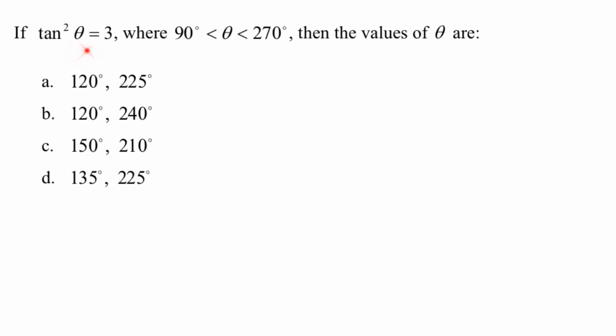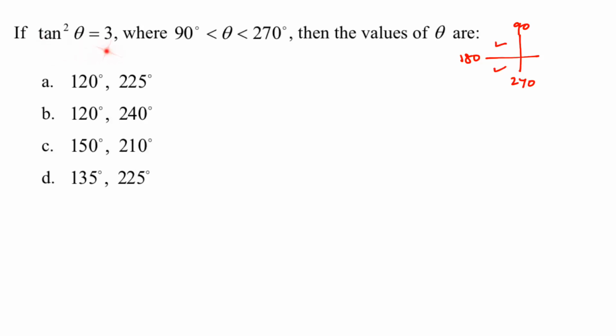This is one more trigonometric question. Now it's in the range between 90 to 270. It means it's in the second and the third quadrant. This is 90 and this is 270 and 180. You have to find the values of theta. Tan square theta is equal to 3.